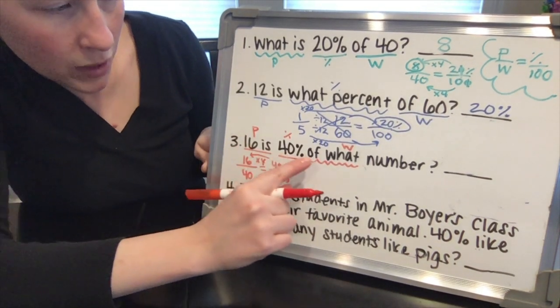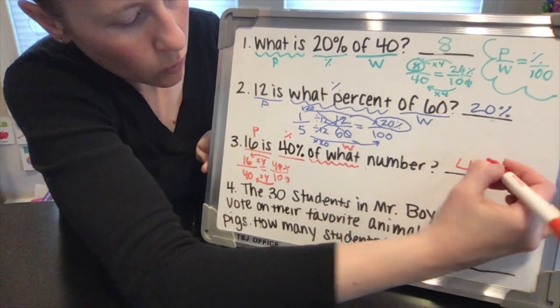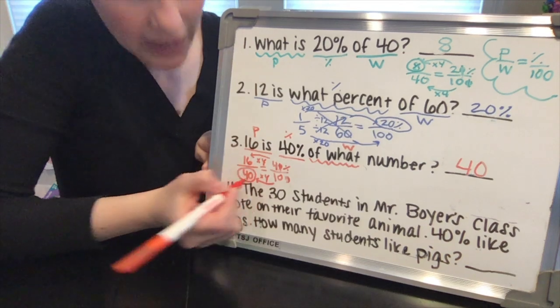So 16 is 40% of what number? That large whole number that I was searching for was 40. And I can circle my answer over here.